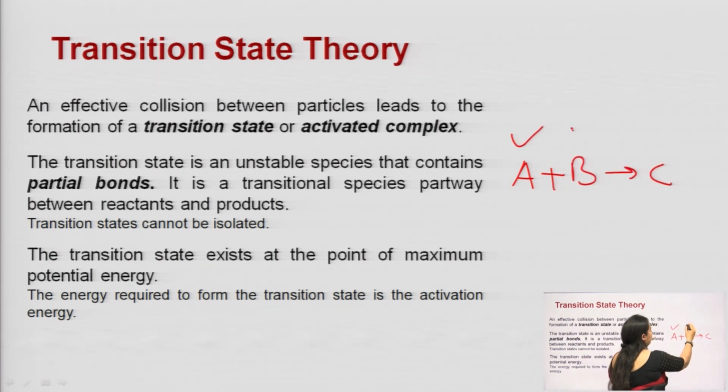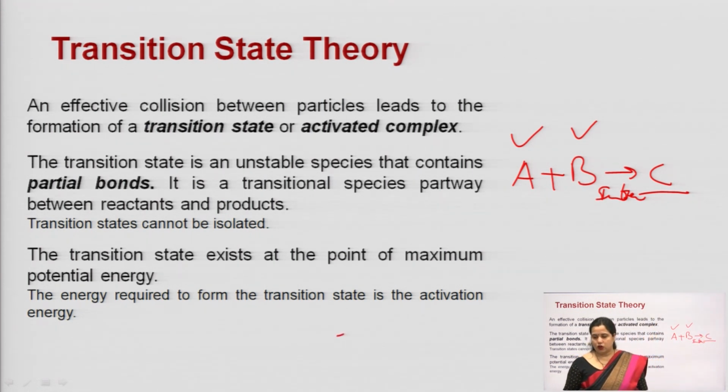So, particles of A and B must collide in order to give C. Some intermediates may form during this transition. Generally we call it the transition state or activated complex. The transition state is unstable and C is the final product. In between, there may be chances to form intermediates.